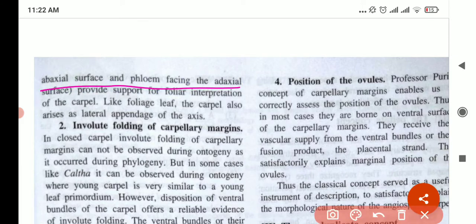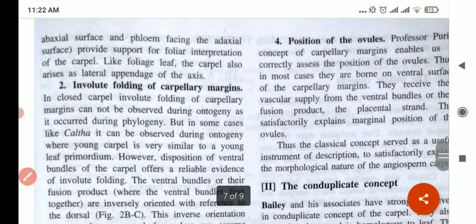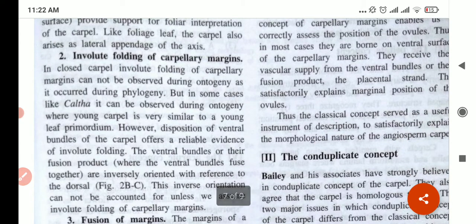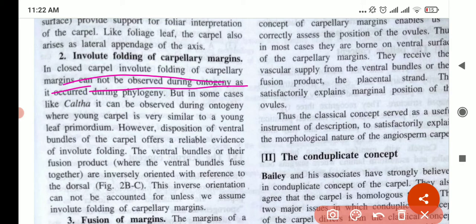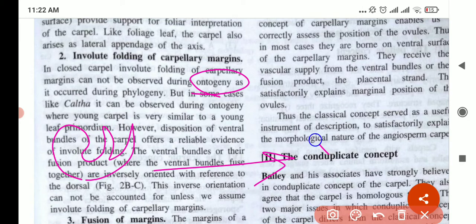Okay. Then we can directly go to the next part, that is the involute folding of carpellary margins. So in the closed carpel, we cannot see this involute folding of carpellary margin. We cannot observe it during ontogeny as it occurred during phylogeny. Okay, ontogeny means, like I told you, from an embryo you became a baby, right? That's ontogeny.